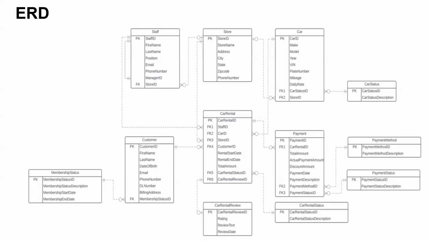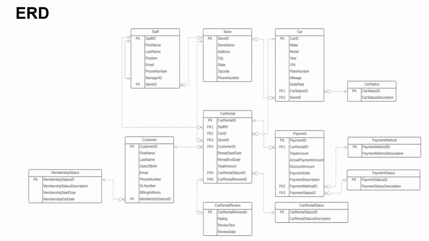Next one is customer. This stores customer information uniquely identified by customer ID. This is linked to membership status through membership status ID, enabling benefits. The next one is car. This entity details rental vehicles, and this is identified by car ID. This is linked to car status via car status ID to indicate the availability or maintenance status, and to the store entity via store ID to track the location.